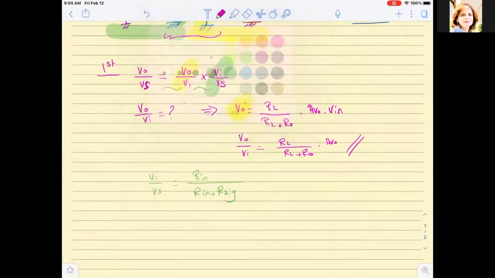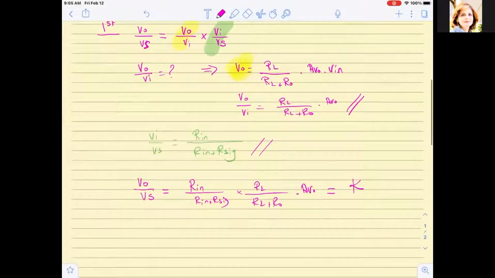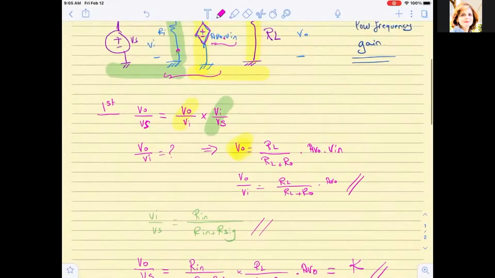Accordingly, the VO over Vs can now be written as the product of those two gains, which is equal to Rn over Rn plus R sig multiplied by the gain of the second network, RL over RL plus RO times AVO. And pardon me for the noise, we are going to call this gain K, which is the low frequency gain. So the undistorted gain. If there are no capacitors, only the pure circuit, I can assume that I can achieve this maximum gain. Anybody has any question how we reach this value here?